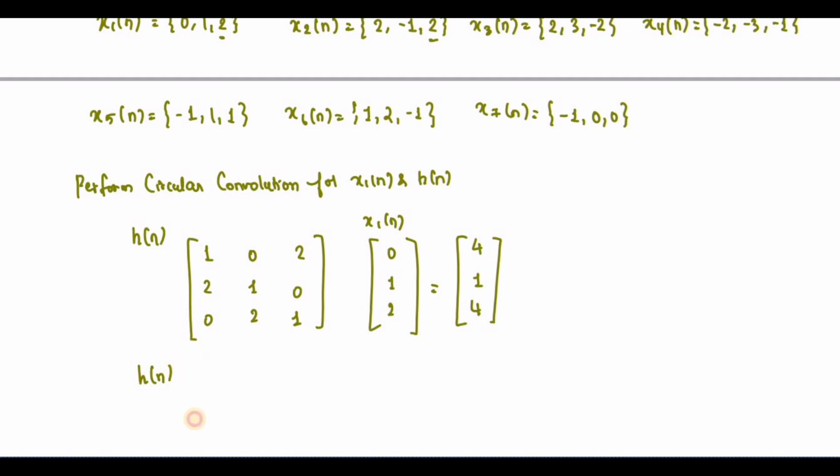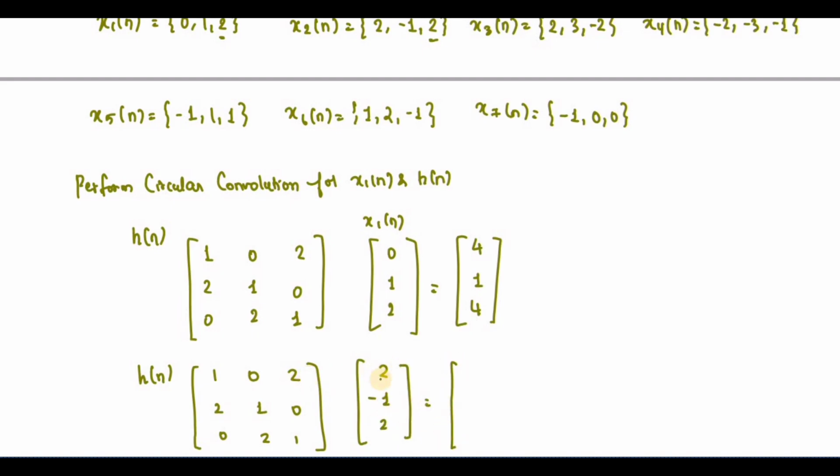So this is same as this one, 1 0 2 2 1 0 0 2 1. So instead of x1 of n, you have to substitute x2 of n. That is nothing but 2, minus 1 and 2. Okay. So if you solve, you will get 2 plus 2 is 4, right? Then 4 minus 1 is 3. Next, minus 2 plus 2, that is 0. Okay. This is your next value.